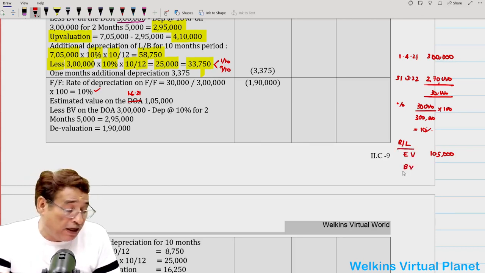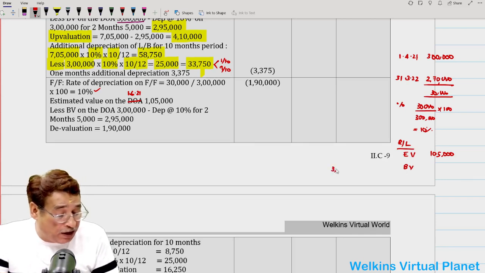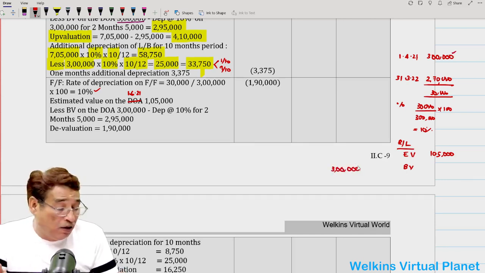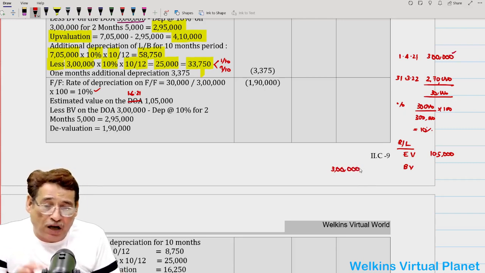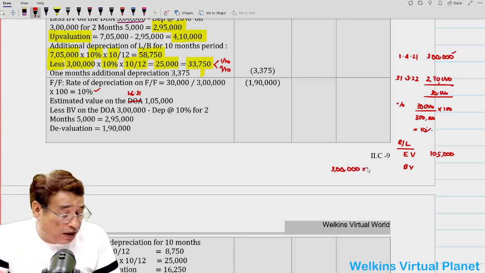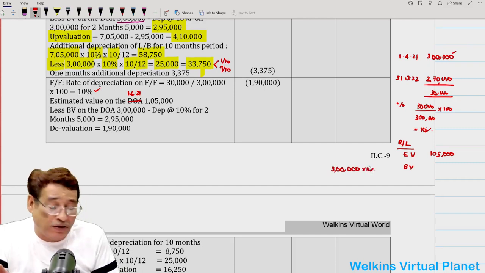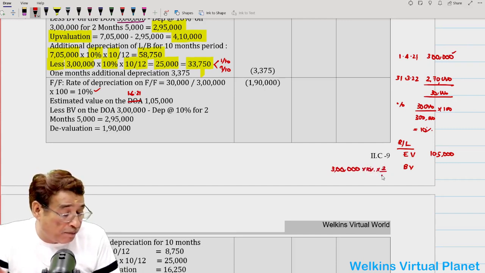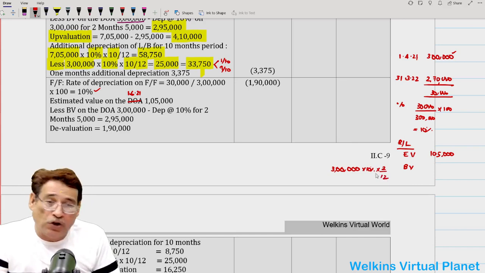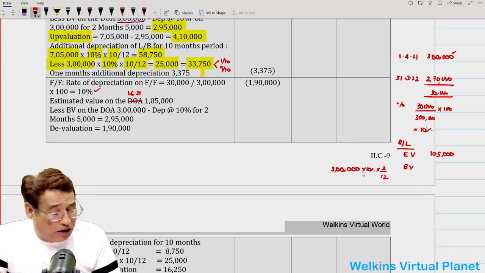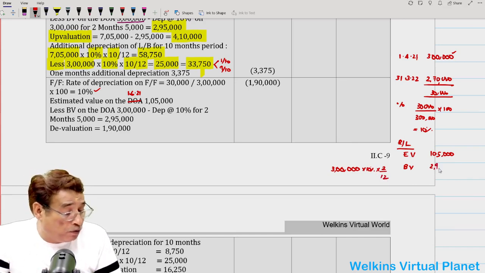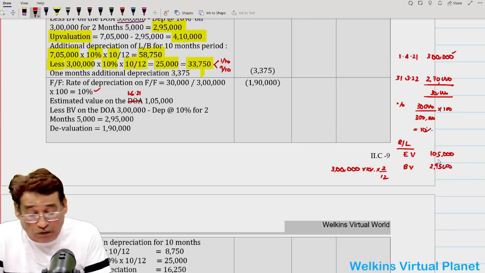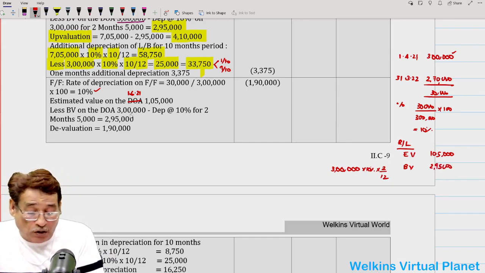But problem is that book value is given to me in the beginning. On 1/4/2021, book value is 3 lakh. So what will be the book value of this item after 2 months? Of course, I will apply rate of depreciation 10%. I will compute depreciation. Correct? Depreciation will be equal to 5,000. So 3 lakh minus 5,000, book value will become 2,95,000. This is what I have written. Less book value on the date of acquisition, 3 lakh minus depreciation at the rate of 10% for 2 months, which is 5,000.